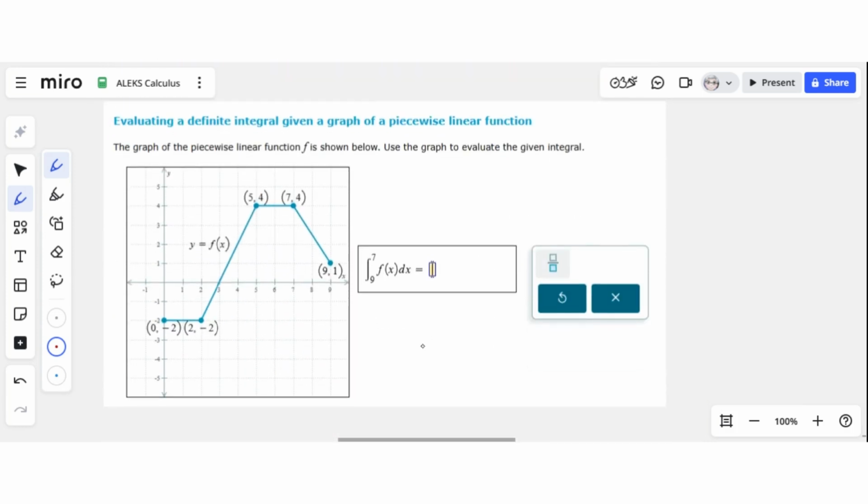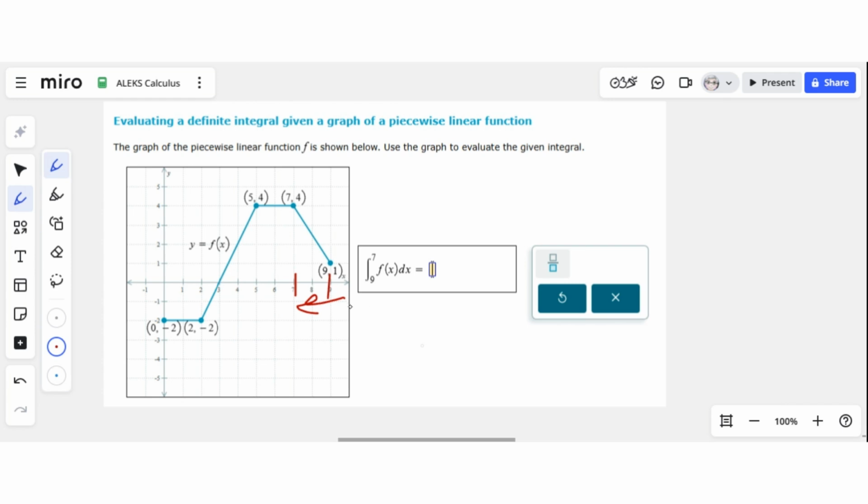Another trick is this one. Here, it's the integral from 9 to 7. So we're actually going backwards. That's going to change the sign of your answer. And the way you might think about it is to find the area under the curve, what you're going to do is take the area under the whole curve at 9 and subtract the area of 7. But in this case, we're doing it in the opposite direction.